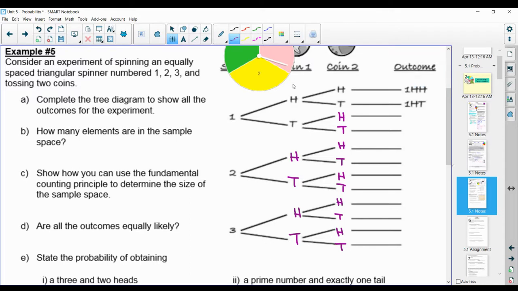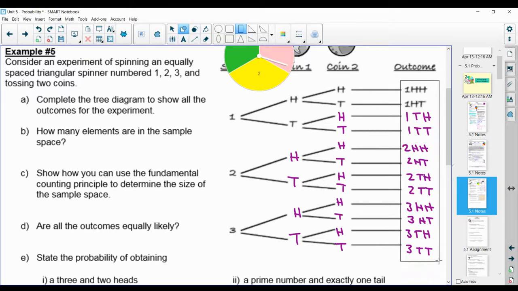Now, once you have that, it's helpful to write out your full sample space. So you can get a 1, a heads and a heads. We can get a 1, a heads and a tails. We can get a 1, a tails and a heads. We can get 1, tails and tails. We can get 2, head, head, 2, head, tail, 2, tail, head, and 2, tail, tail. And then we can get 3, head, head, 3, heads, tails, 3, tails, heads, and 3, tails, tails.